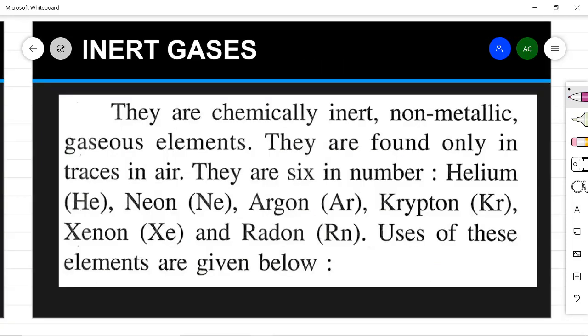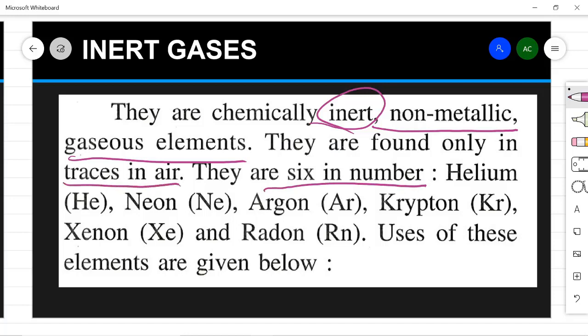Then let's understand what are inert gases. They are chemically inert. That means they will not react with any other element. They are non-metallic. Non-metal है ये inert gases. And they all are gases. इसीलिए gases कहा गया क्योंकि जितने भी elements हैं इसमें सब gases हैं और 6 elements हैं इसमें. ठीक है. और जो एयर में, they are found only in traces, बहुत कम अमाउंट में. हीलियम, नियॉन, इसी सीक्वेंस इनको याद कर लीजिए. हीलियम, नियॉन, आर्गन, क्रिप्टन, जेनन एंड रेडॉन.